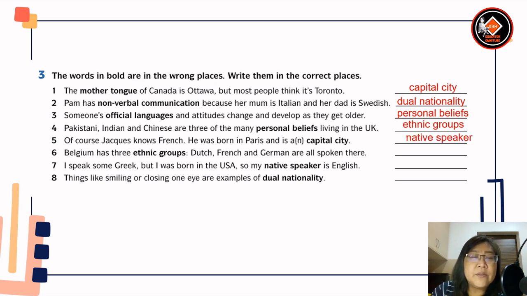Belgium has 3 ethnic groups. Dutch, French, and German are all spoken there. So answer will be official languages. I speak some Greek, but I was born in the USA. So my native speaker is English. So answer is my mother tongue. Number 8. Things like smiling or closing one eye are examples of dual nationality. So answer is non-verbal communication.